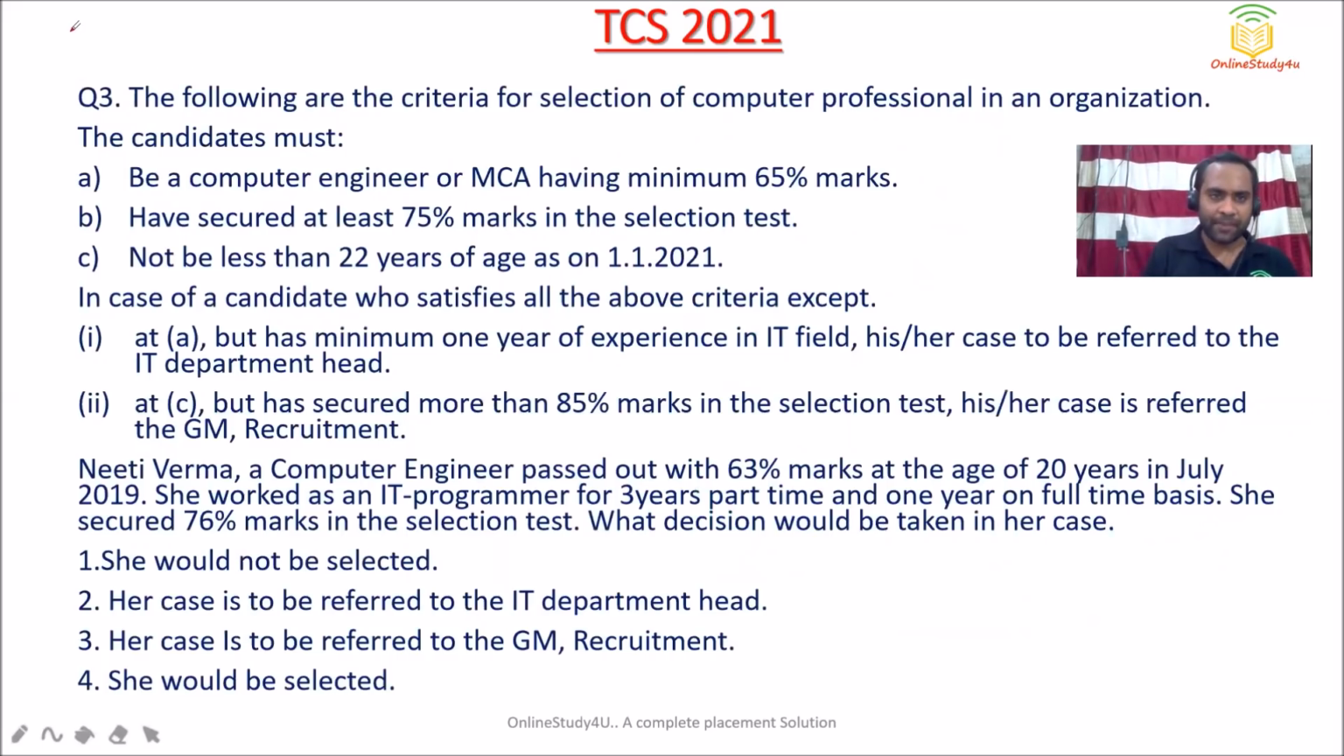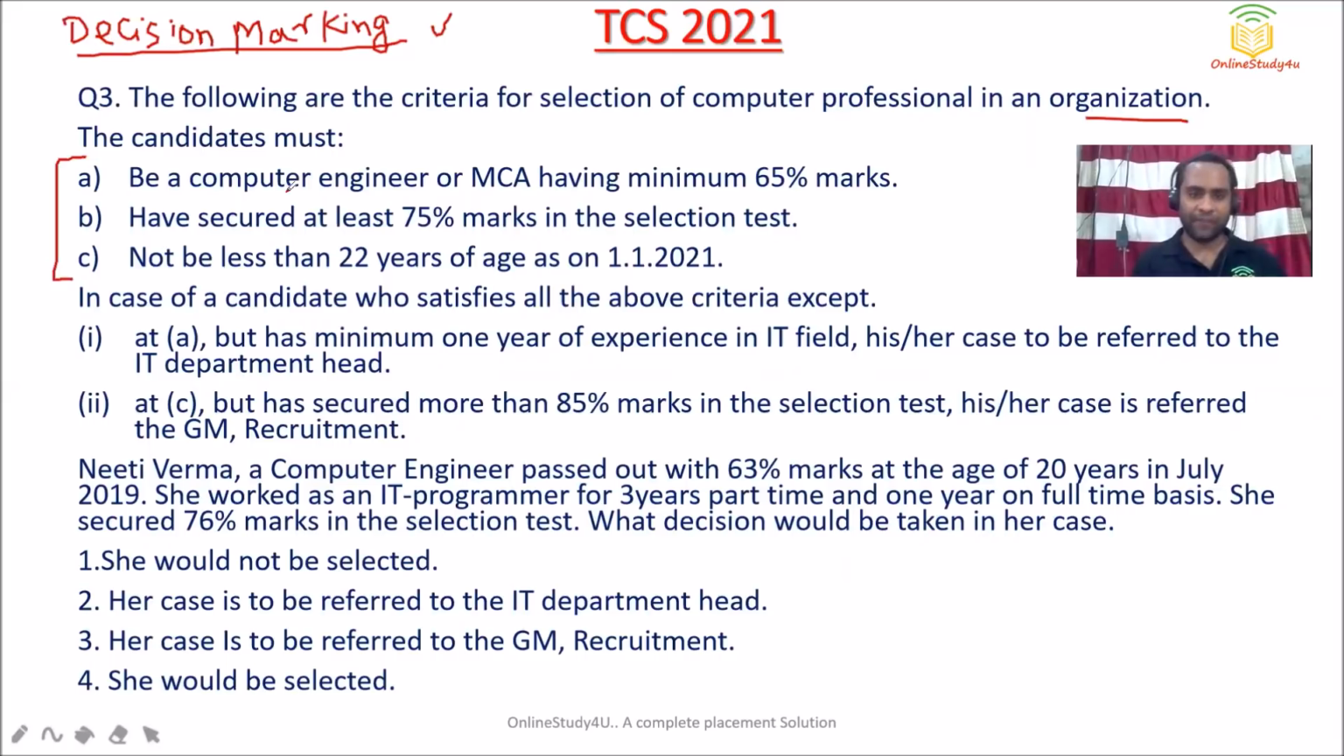So question number 3 is a question from decision making, and most of the students, because they have not done this kind of problem, will get confused in the examination, but you do not have to worry at all. Okay, it's a simple question. The following are the criteria for the selection of a computer professional in an organization. So what are the criteria? If a company wanted to hire a computer professional, then these are the criteria below.